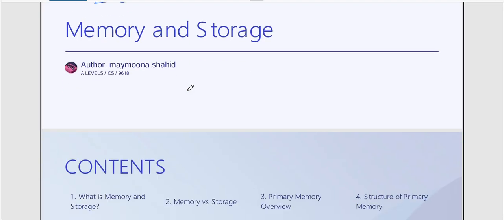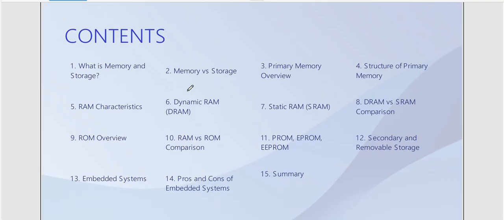All right. In this section, we are going to cover the content related to memory and storage. Memory versus storage as well. What does it mean by primary memory? What is the structure of primary memory? What are the characteristics of RAM? Further, we have the types of RAM as well, DRAM and SRAM. Secondly, we have DRAM versus SRAM.